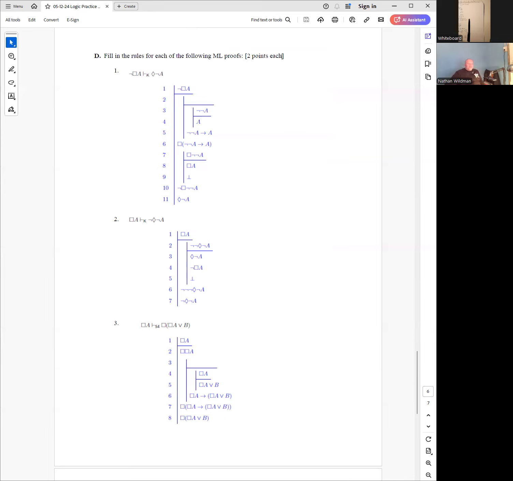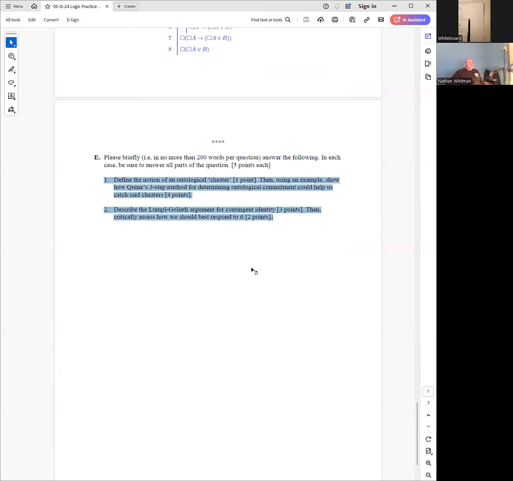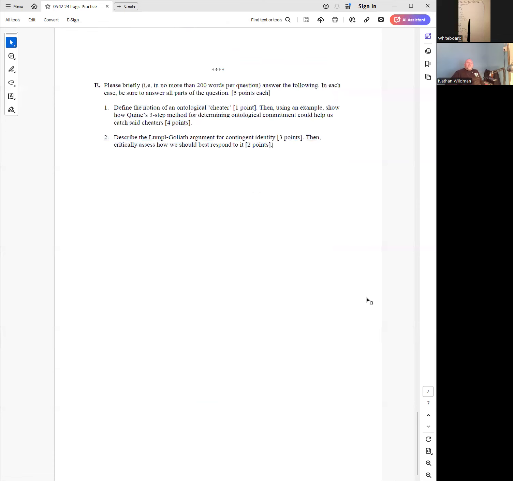Makes sense. Perfect. So let me go ahead and we can just quickly talk through E and E here. Yeah, I had one question about E, and that's the second question. It says the Lumpel-Goliath argument, but what I read for that lecture was just the dialogue from Black. It said nothing about a different... What was it? There were no other files that we were supposed to read.